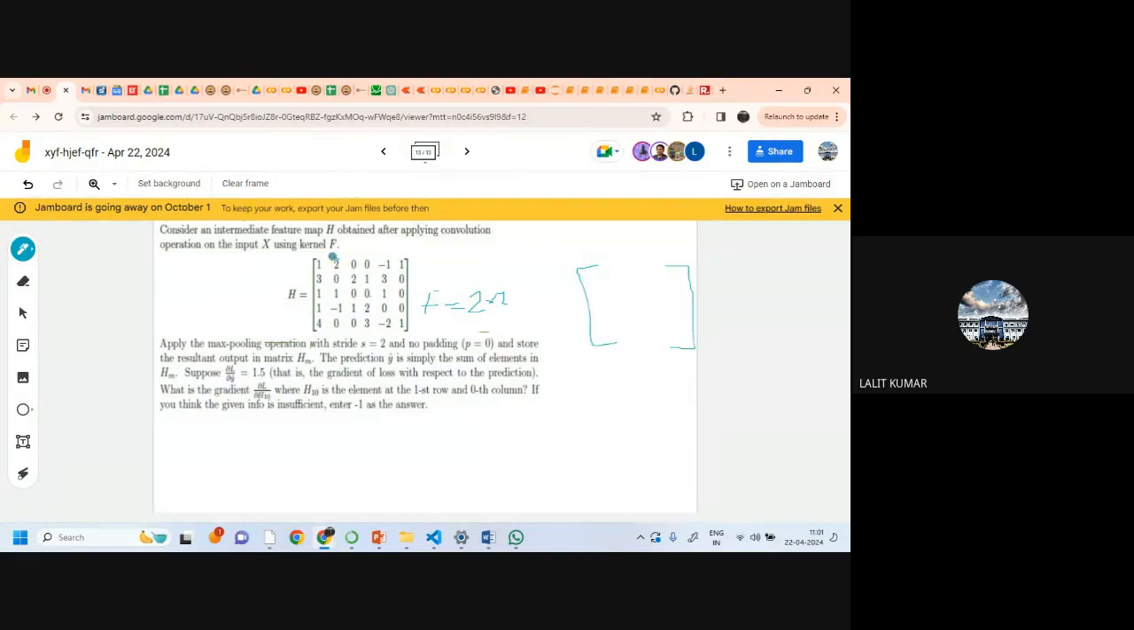So first 2 into 2, we select this. And the prediction y hat is simply the sum of elements in HM. Store the resultant output in matrix HM. Apply the max pooling operation with the stride S equal to 2, no padding. Store this. Y hat is simply the sum of elements in HM. So 3 will be there. Okay, so here 3 has come, max pooling.